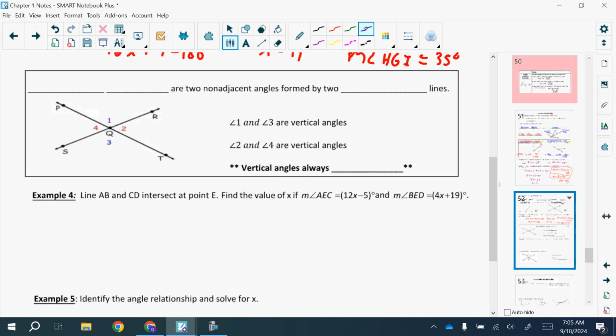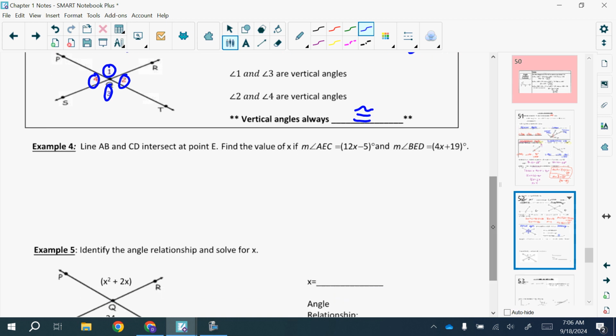So next, another special relationship: vertical angles are two non-adjacent angles formed by two intersecting lines. So for example, on this diagram here, 1 and 3 are vertical angles, and 4 and 2 are vertical angles, and vertical angles are always congruent. Later on, we can probably do a proof of this.